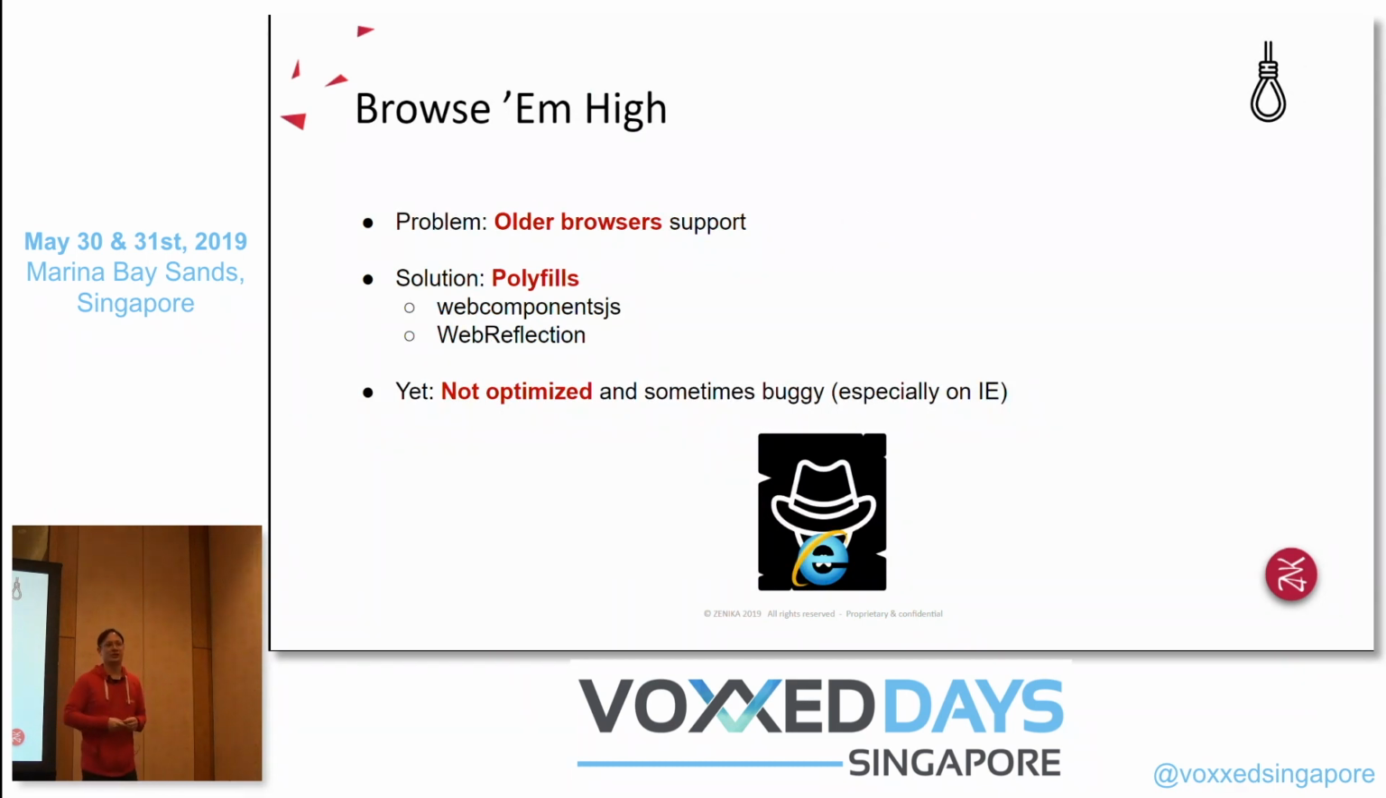But still an issue about it is the support of all browsers. Because currently the V1 spec's support is only in the evergreen browsers, so the latest versions. But for that we have polyfills, and we have two major polyfills. We have the Web Components.js, which is like the official one, supported by Polymer by Google. And we have the web reflection.